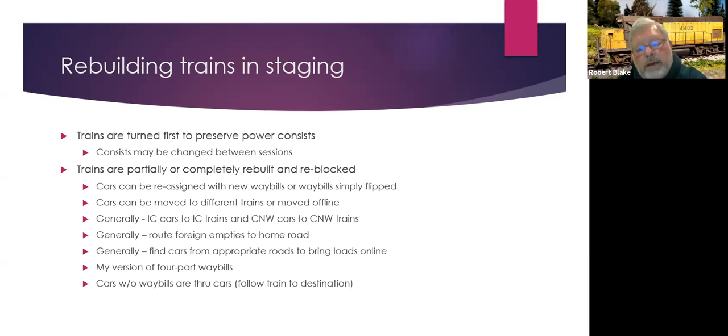Finally, one of the rules I have is that I have some cars I haven't quite decided where they're going or what they're doing, so they travel without waybills, and those are considered to be through cars, and they follow the train to the destination. Those cars may simply travel the layout from end to end until I can find a use for them, and then I'll give them a waybill and send them to a destination.